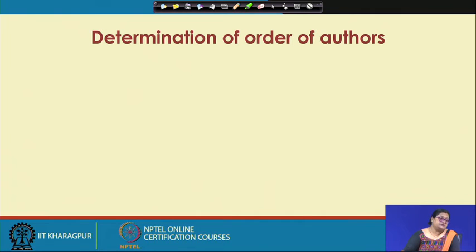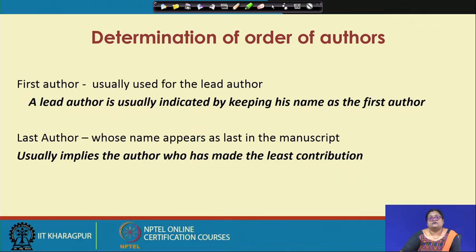One of the final issues is the determination of the order of authors. So, how do you determine this? The first author is usually the lead author, indicated by keeping his name first. The last author, whose name appears last in the manuscript, usually implies the author who has made the least contribution. So, it is in order of importance, sort of.